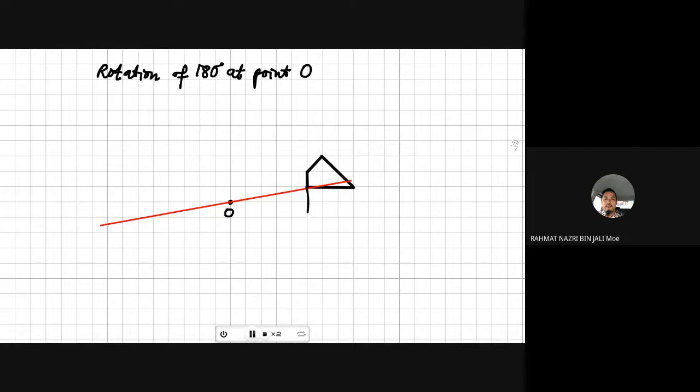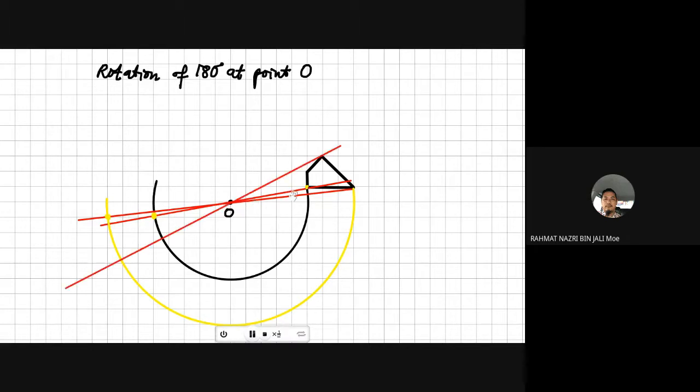Okay, pertama sekali we draw a straight line from any vertices. So I choose the first one here. So draw a straight line, and then I use the compass to draw this semicircle. Semicircle is equal to 180. So I'm gonna rotate every vertex from the object to the center here.